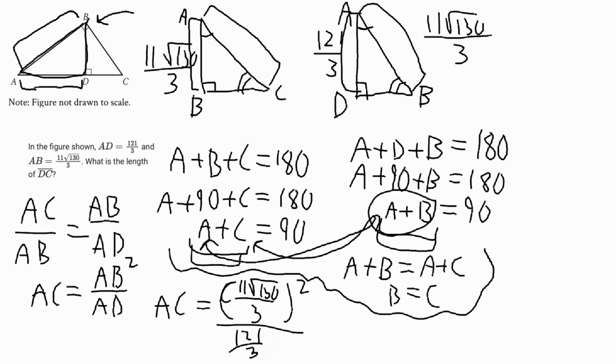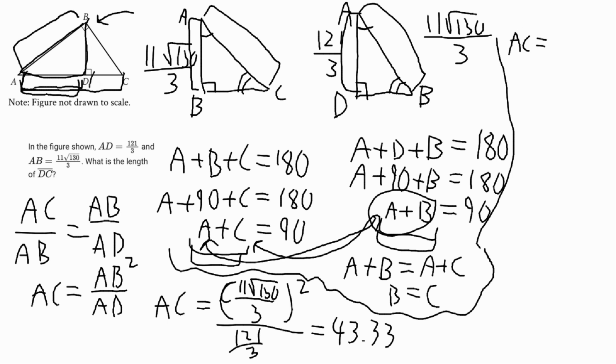So from that, if I put that into my calculator, I know that this is going to be equal to 43.33, or 43 and 1/3 basically. So now that I know what AC is, and AC, remember, is this entire length here, I know that AC is going to be equal to AD, which is the shorter one, plus DC.